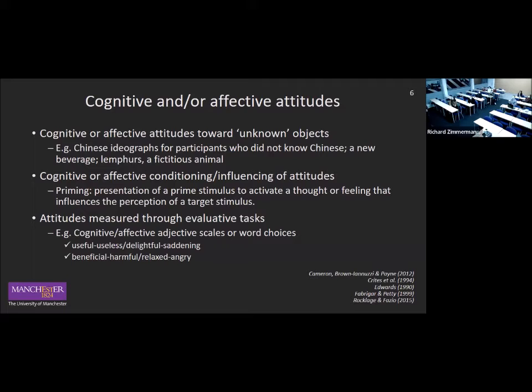Some examples from the cognitive side of things were useful, useless, beneficial, harmful. From the affective side of things, delightful, saddening, relaxed, angry. So they presented written messages that described one of these objects, and then they asked them to evaluate this object so that they can see what kind of influence those primes would have on their attitudes towards the objects.